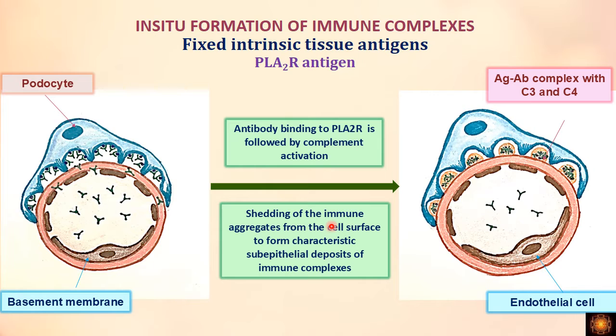Actually, the immune complexes, after combining with the components of the complement, shed off from the cell surface and form subepithelial deposits of the immune complexes. So the subepithelial deposits of immune complexes contain antigen-antibody complex along with components of the complement. We have C3 and C4 also here.